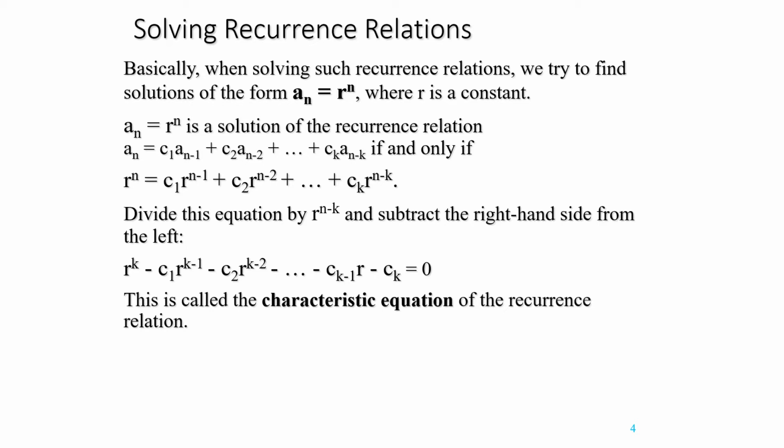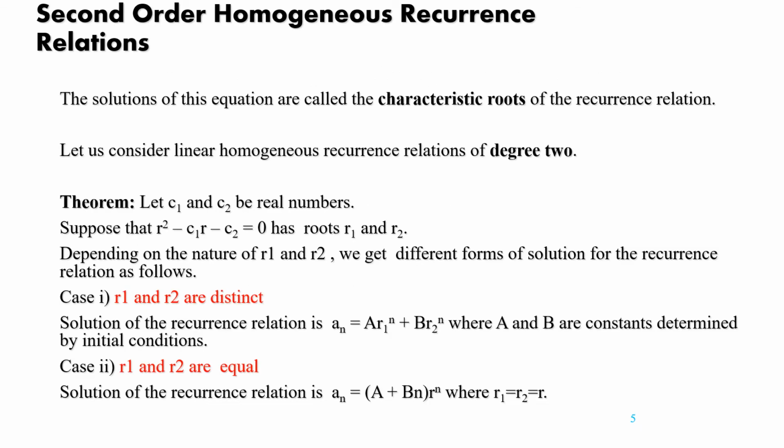To solve a recurrence relation using a solution of the form a_n equal to r raised to n, the first step is to find the characteristic equation for the recurrence relation. If the recurrence relation is of order 2, then you will get a quadratic equation as the characteristic equation. You have to find the roots of the quadratic equation.